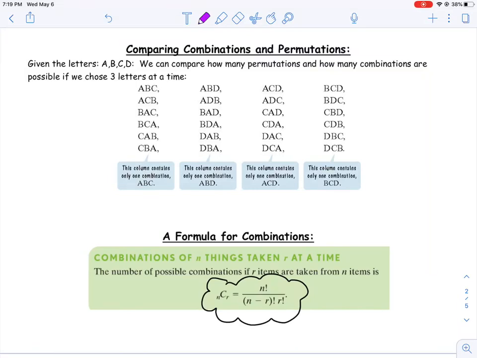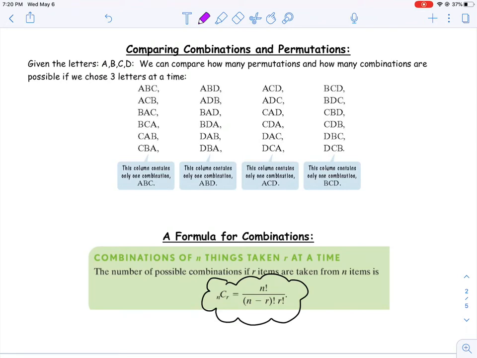Okay, here's our second video from section 11.3 talking about combinations. And we're going to compare again real quick combinations and permutations. Remember, permutations is when order does matter. Rearranging things makes a difference. But combinations, order does not matter. So look at the letters A, B, C, and D.